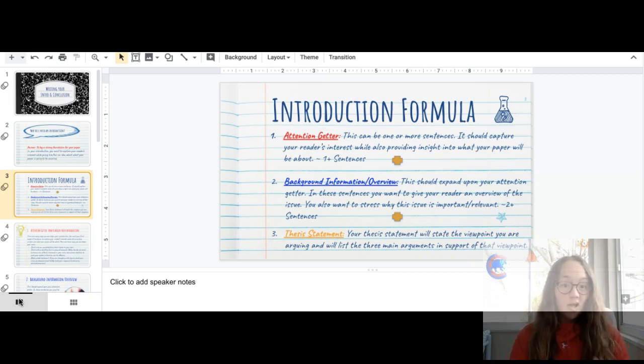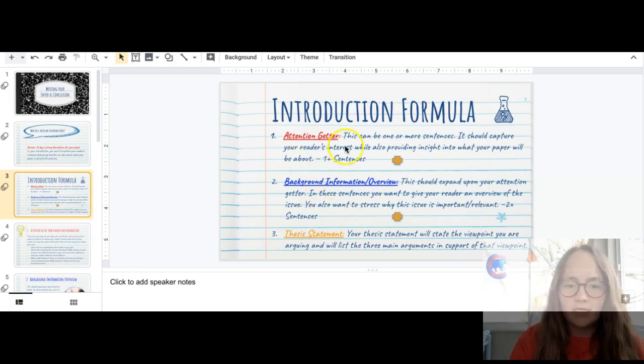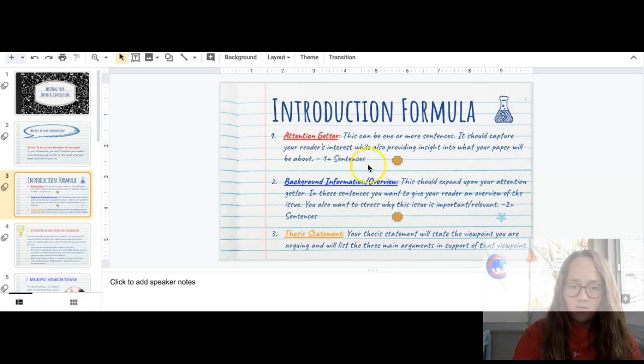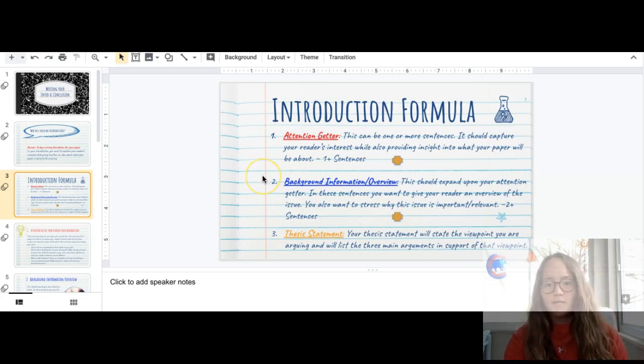Now, luckily, we do have an introduction formula that you can follow. So the first thing you're going to want to do is come up with some sort of attention getter. Now, I'm going to get more into all three of these different components for this formula. So right now, I'm just going to introduce you to what those are. So attention getter comes first. This can be one or more sentences. It should capture your reader's interest.